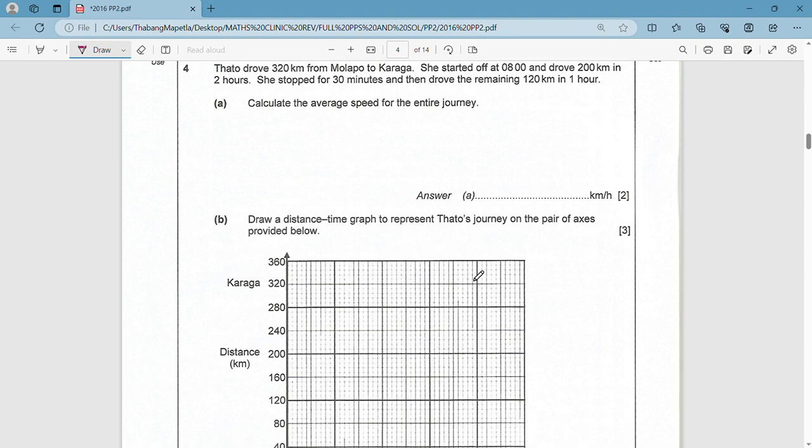Average speed of the entire journey is the total distance divided by the total time. So it's going to be distance over time. It's going to be 320 kilometers. And how long did it take? It took her 2 hours plus 30 minutes, which is 2 hours 30 minutes, plus 1 hour, which is 3 hours 30 minutes. So divided by 3.5 hours. Then we punch that in and simplify: 320 kilometers divided by 3.5.